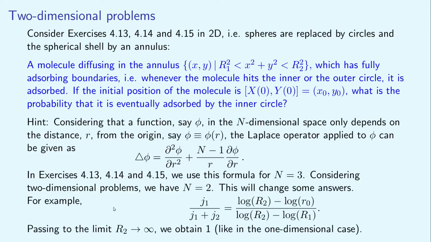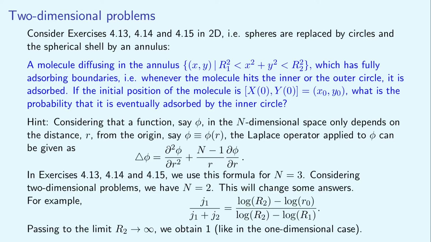For example, the calculated probability in this case is equal to logarithm R2 minus logarithm R0 divided by logarithm R2 minus logarithm R1. If we pass to the limit R2 goes to infinity, we obtain 1 like in the one-dimensional case. That is, the probability that the molecule will be adsorbed by the adsorbing circle rather than wander away for good is equal to 1.